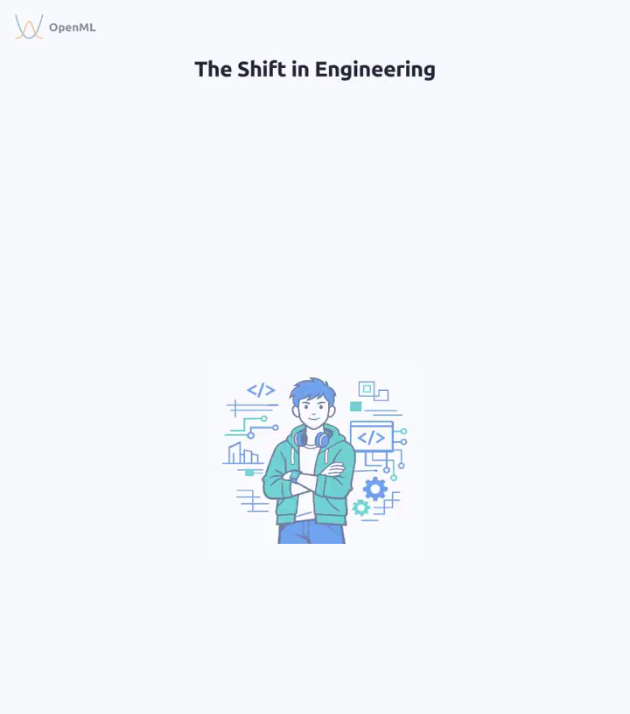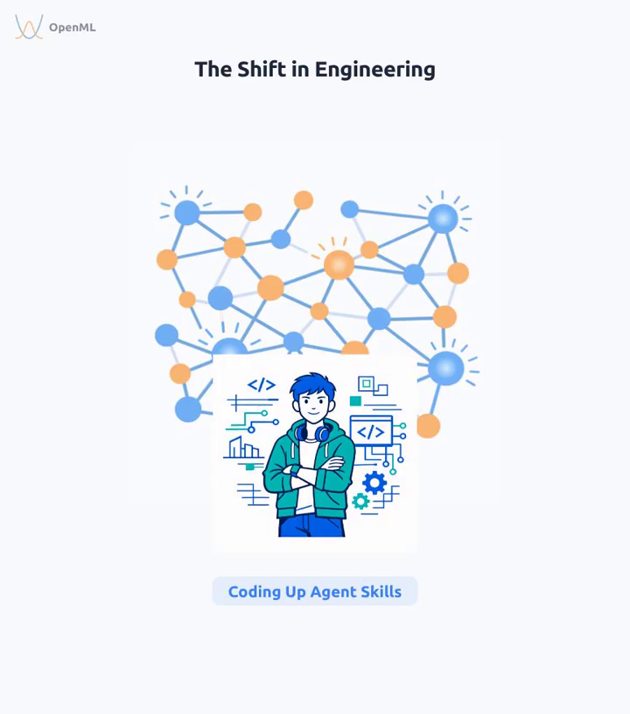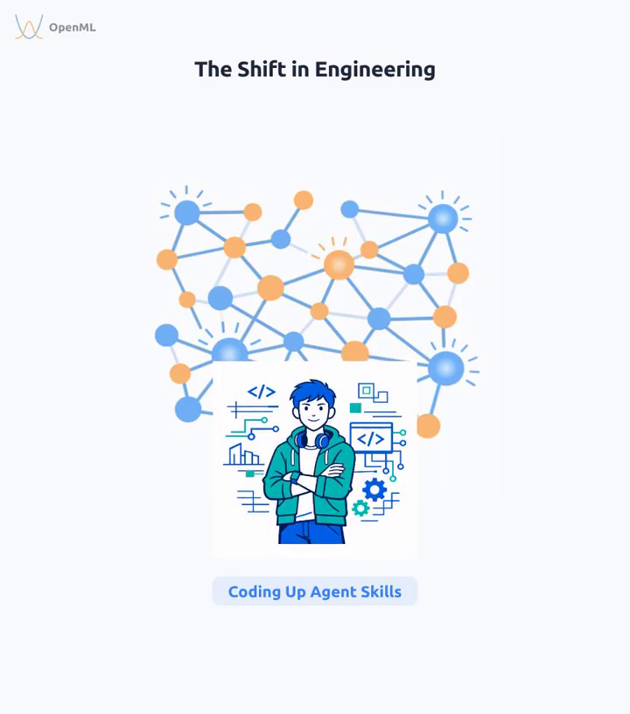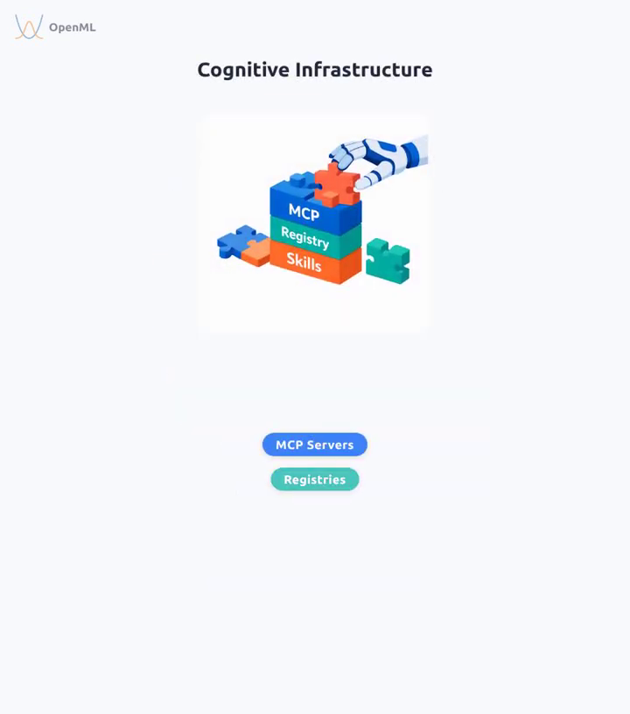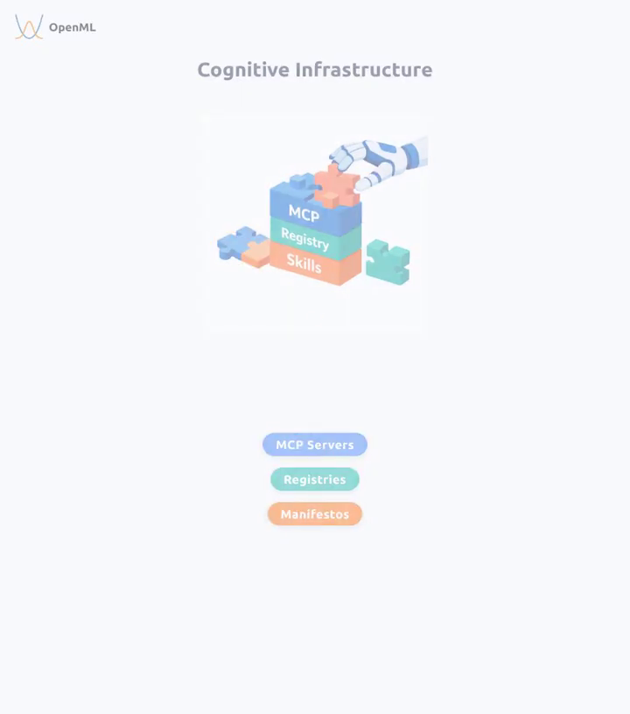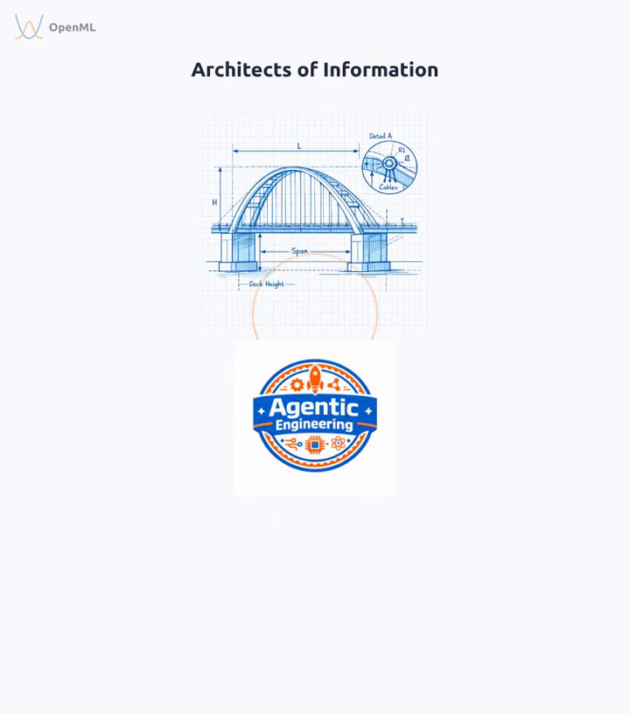So, what's the takeaway? The role of the software engineer is fundamentally shifting. We aren't just coding up software line by line anymore, we are coding up agent skills. We are building the MCP servers, the registries, and the manifestos that serve as the cognitive infrastructure for our AI collaborators. In this new era, the software is the result of an agent's informed execution.